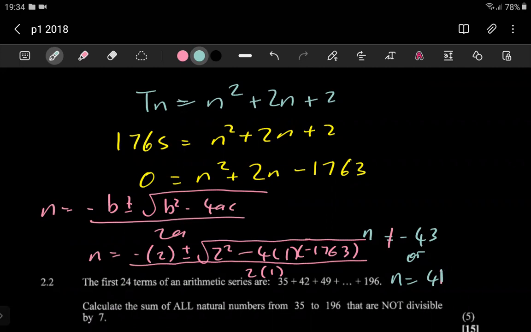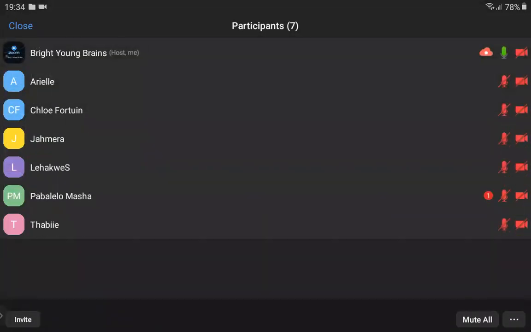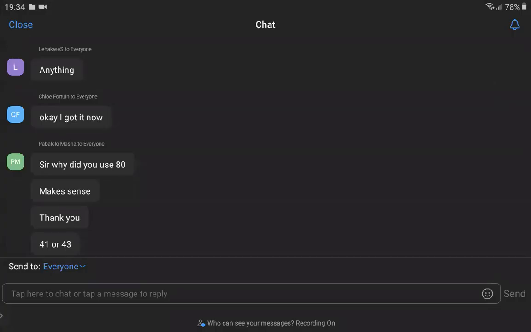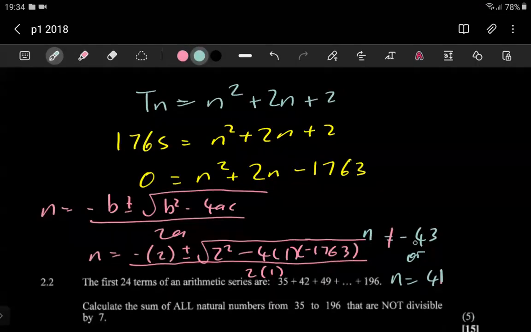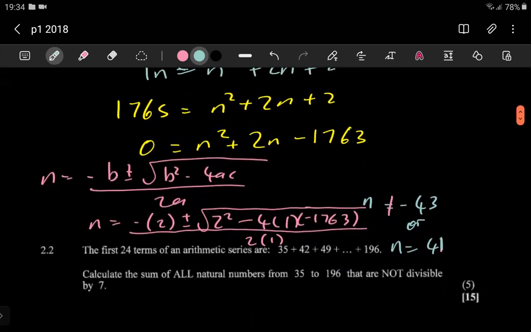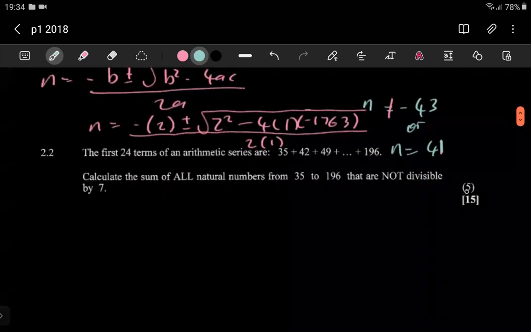So, anyways, let me see if there's something in the chat box here. 41 or 23. Oh, thank you. Yes. So this one is not valid because it's a negative number. You cannot have a position that's negative something. It doesn't make any sense. But anyways, moving on. That's that for 2.1 actually.